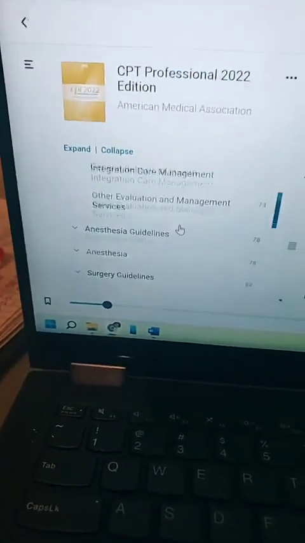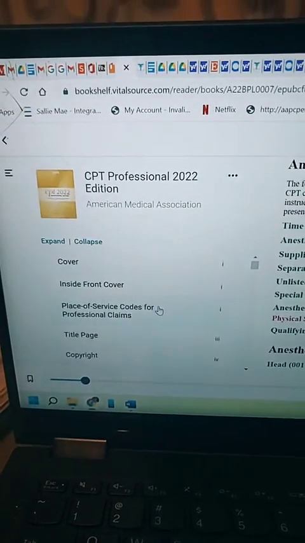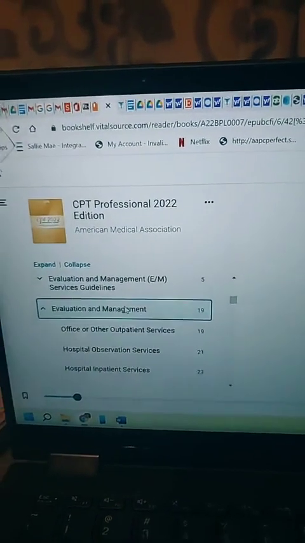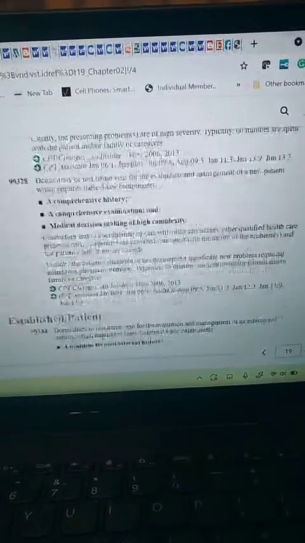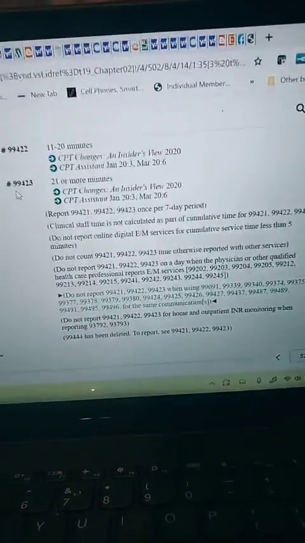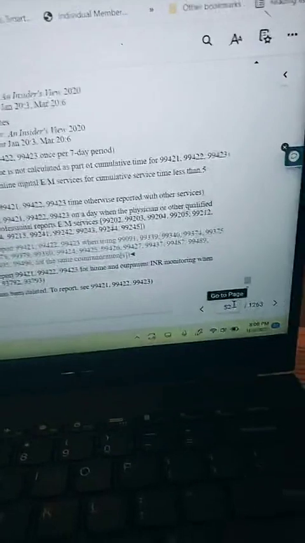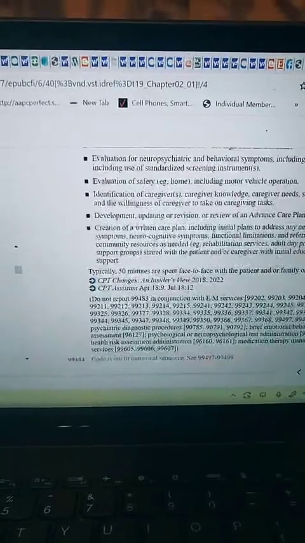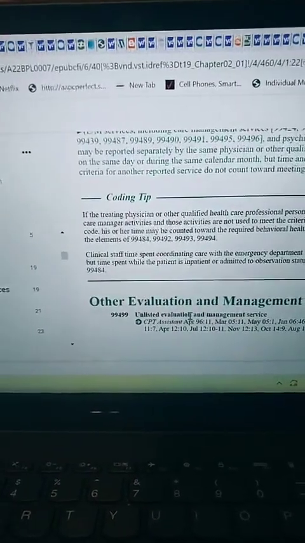Sometimes it's weird though. Like this is the CPT for 2022. You go up here to E&M, and you go there and you want to look at all of E&M. Well, it's here and you think you've got all the codes, but it only goes to 99423. Well, you have to click this over button to find the rest of these codes that are under all these. And then now I've gotten to the 99499. So it's a little weird.